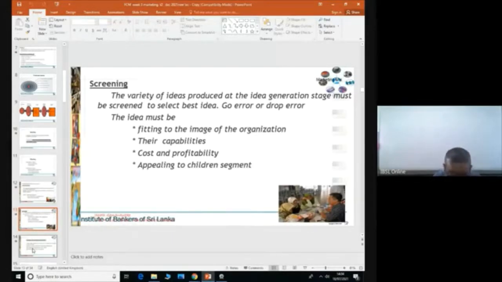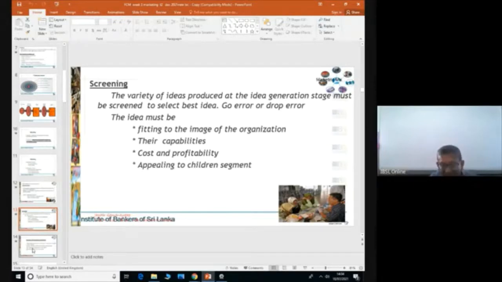Then the capabilities and resources of the organization, the cost and profitability, how much profit from launching this product, which is appealing to the children segment. If we introduce this, will the children be appealing to it? So all these things you need to look at from your multiple ideas.